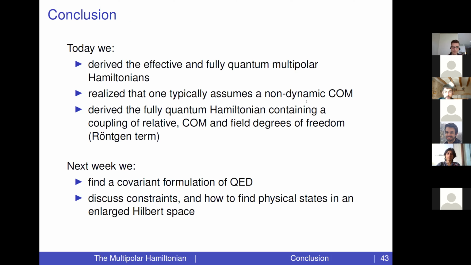So in order to have this suitable description of a relativistic and covariant form, we need to enlarge our Hilbert space, and then we can find through a little bit more steps the physical states. But this we will see in the next week. And with that, I want to conclude and invite you for more questions.